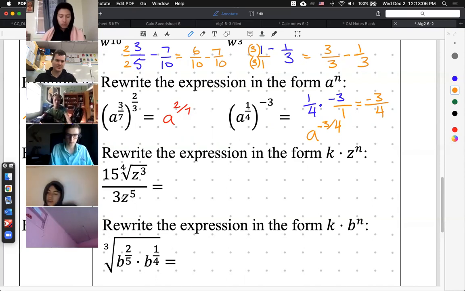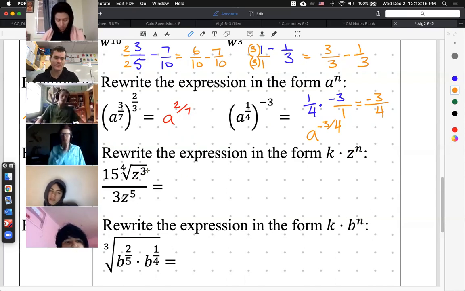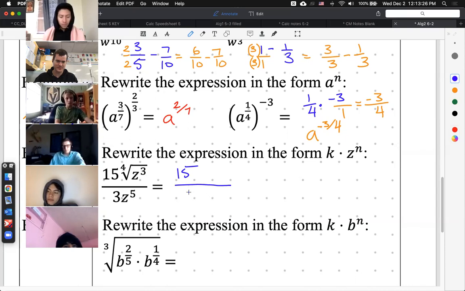All right, example number 5. We need to rewrite this in the form k times z to the power of n. Notice that I have a radical. It's not in exponential form, but we know how to convert from a radical form into exponential form. So that should be our first step. Let's go ahead and rewrite. I'm going to rewrite the 15 out front. The denominator is still going to be the same. I'm going to rewrite 3z to the power of 5.